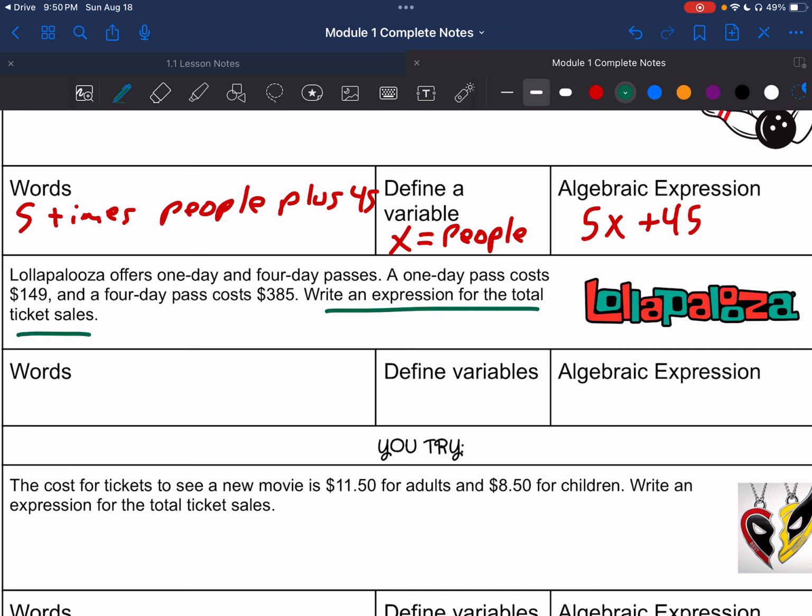So how much are they going to make total on Lollapalooza? So write an expression for the total ticket sales. Well, if we put this in words, we have 149 times the 1 day passes. Okay, 149 times 1 day passes, plus we have 385 times 4 day passes.